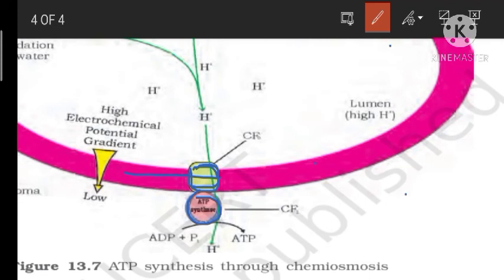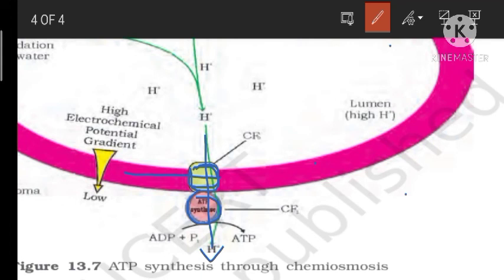Okay. So the CF0 part is present within the thylakoid membrane, which acts as the channel through which the hydrogen ions will be passing from the lumen of the thylakoid to the stroma. Okay, so it will be passing like this. So when the hydrogen ions pass through this channel, that is through this CF0, and reach the CF1, what happens? Some energy will be released. When the hydrogen ion is moving from the lumen to the stroma, some amount of energy will be released, and that energy will lead to a conformational change in the CF1 particle of the ATP synthase enzyme.